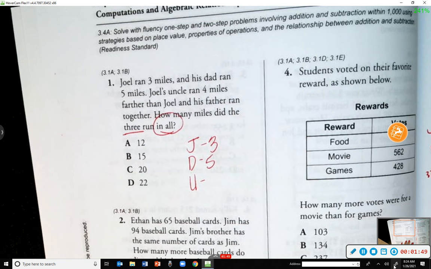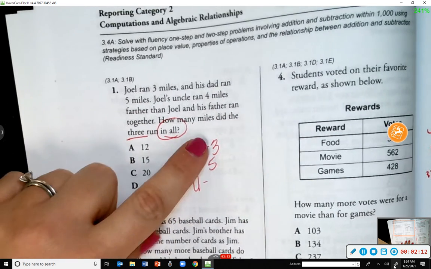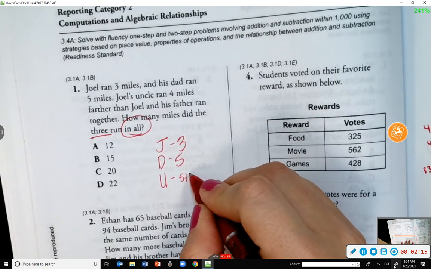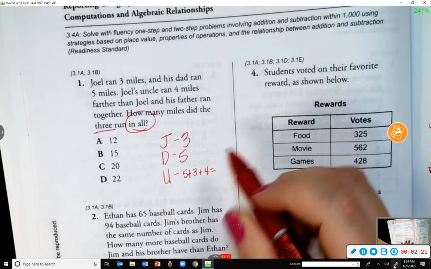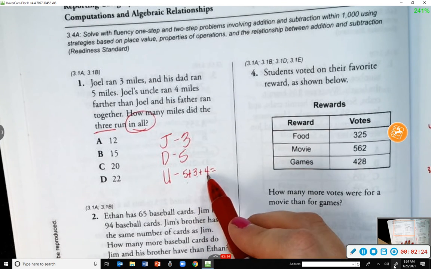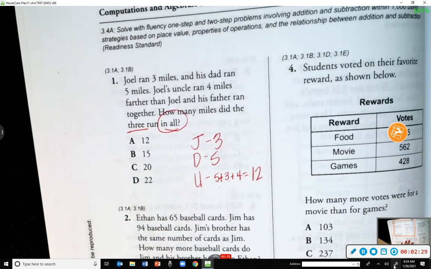Add 5 and 3. What do you do, Bryson? Add 5 and 3. And the answer of 5 and 3 is how much the uncle ran. But he ran 4 miles farther, so you also have to add 4. There you go. So I need to combine Joel and his dad first, which is 5 and 3. And then 4 miles farther means I need to add another 4 to that. So 5 plus 3 is 8. 8 plus 4 is 12. Okay, so the uncle ran 12 miles.